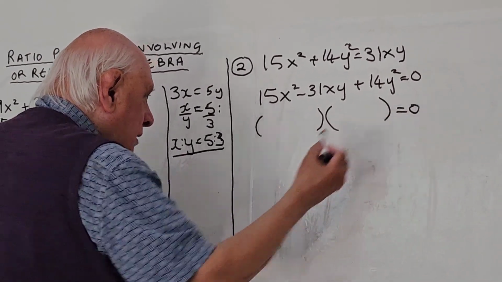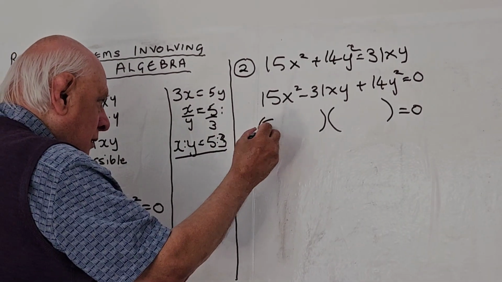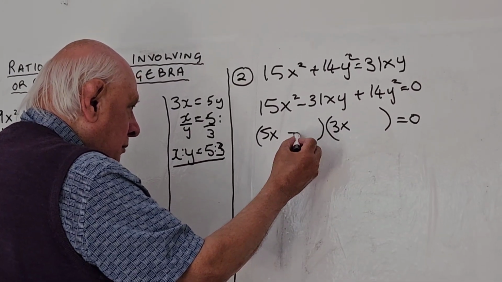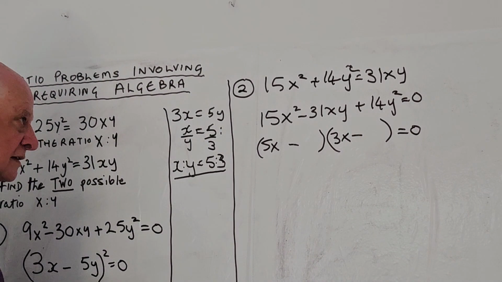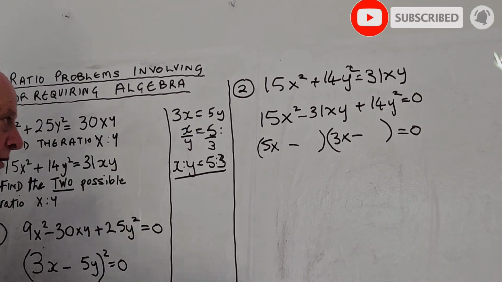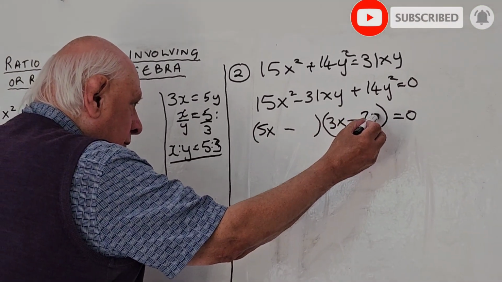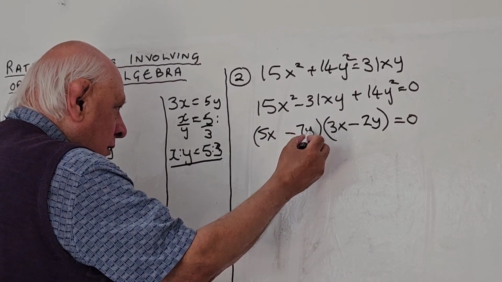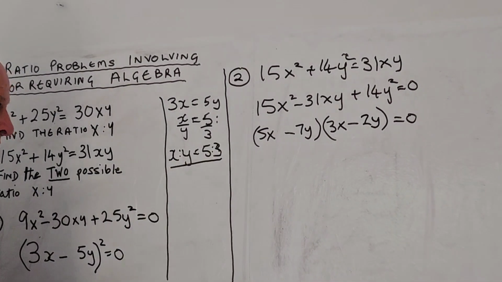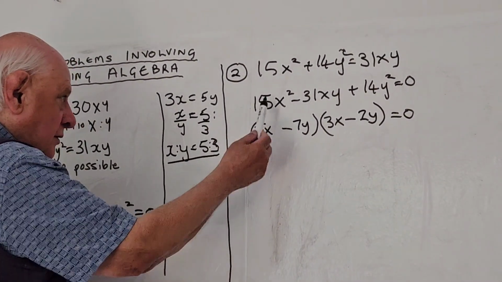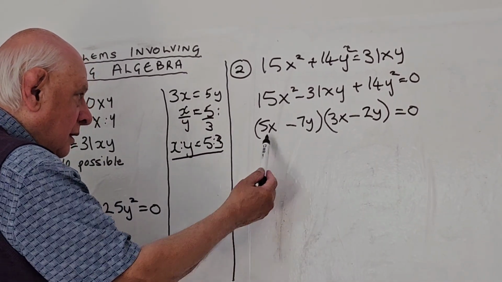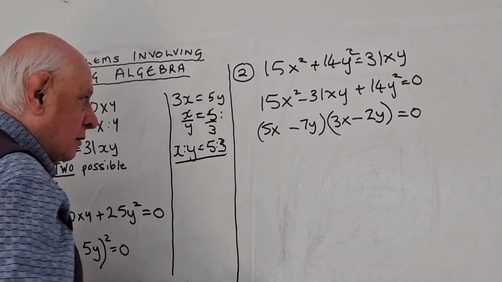the left hand side, and I think the factors here, you have a 5x here and a 3x here. They'll both be minuses in this particular case, and the other two factors will be 2y over here and 7y over there. I think if you multiply that out, you should get back to the original. So that's 15x squared plus 14y squared, 21xy, 10xy gives you your 31xy.